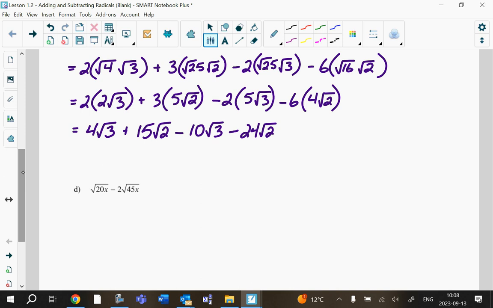Okay, so let's combine the root 3's. I've got 4 root 3 minus 10 root 3, minus 6 root 3. I've got 15 root 2 minus 24 root 2. And I can't put these two together because they're not like radicals, so that's as far as I can go.